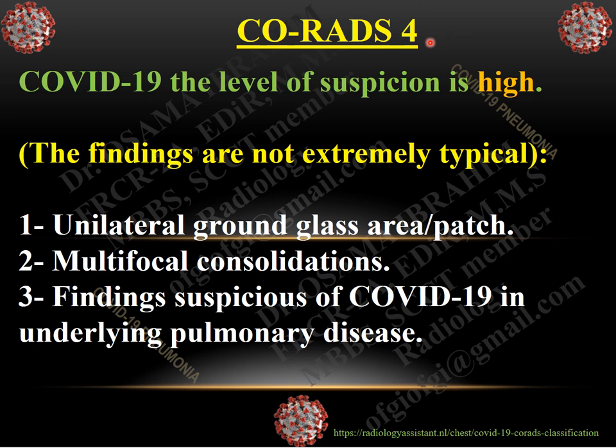CO-RADS 4 means the suspicion of COVID-19 is high, but the findings are not extremely typical, because if they were extremely typical, we would classify it as CO-RADS 5, very high. Now, CO-RADS 4 we diagnose if we find unilateral ground glass areas or multifocal consolidation only, or findings suspicious of COVID-19 in underlying pulmonary disease.